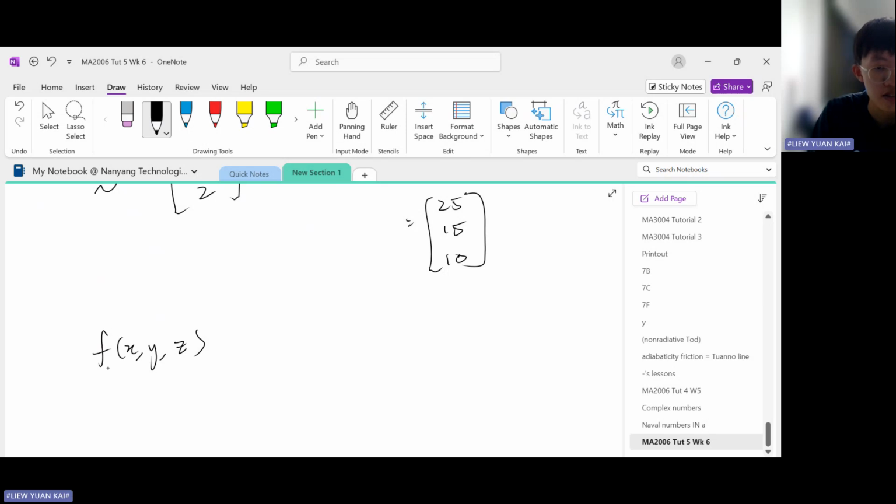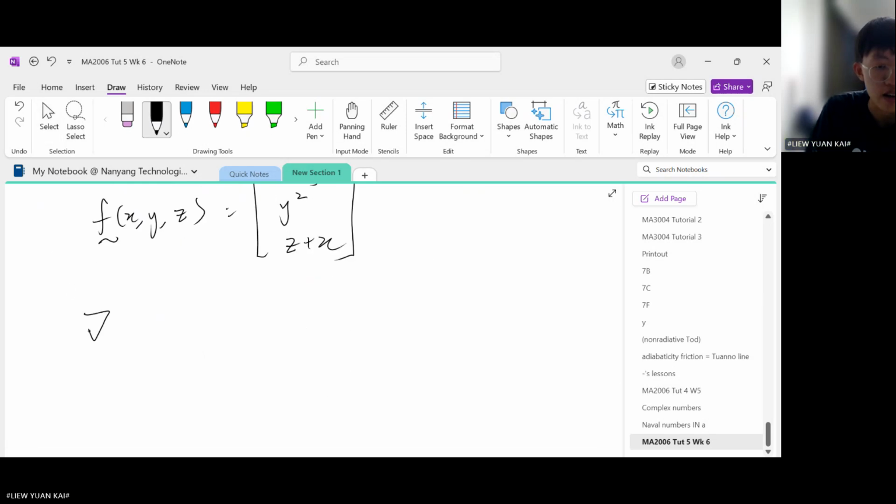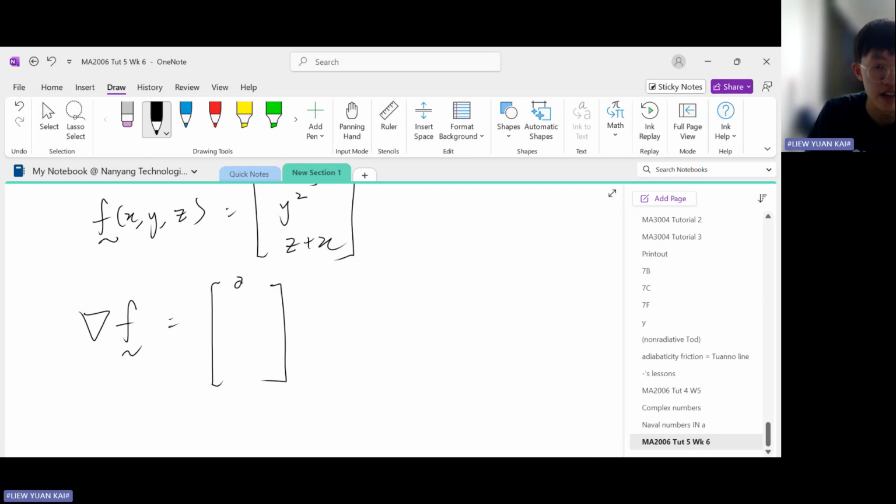Okay, this is a vector function. So let's say it's x plus y, then y squared, then z plus x, something like that. If I want nabla of f, remember what's the definition of nabla? Nabla is just, you open out a column vector, then fill it in with derivatives in each direction, x, y, and z, okay?